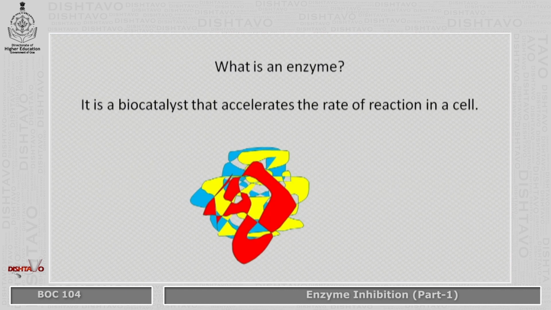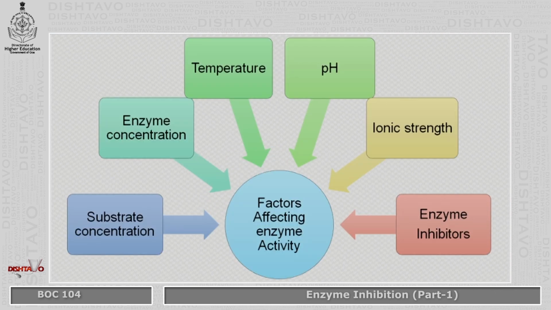What is an enzyme? It's a biocatalyst that accelerates the rate of reaction in a cell. Basically, enzyme is a protein molecule that always increases the rate of reaction in a cell. So, enzyme is called as a biocatalyst. There are a number of factors that affect the enzyme activity, and these factors are substrate concentration, enzyme concentration, temperature, pH, ionic strength and enzyme inhibitors.